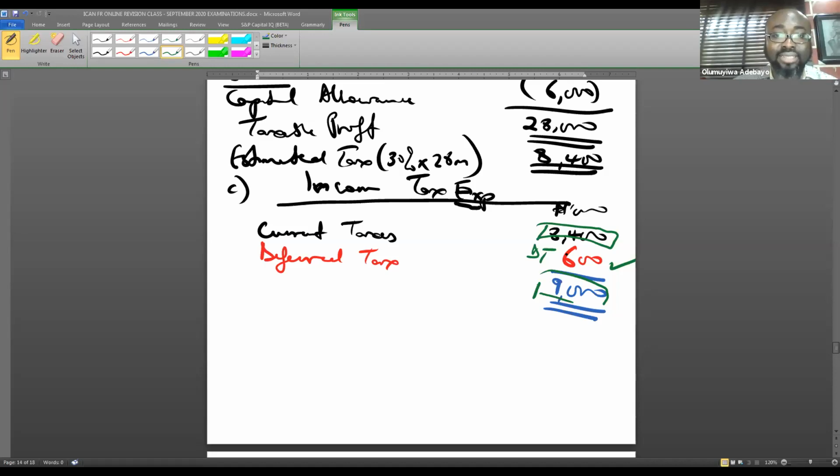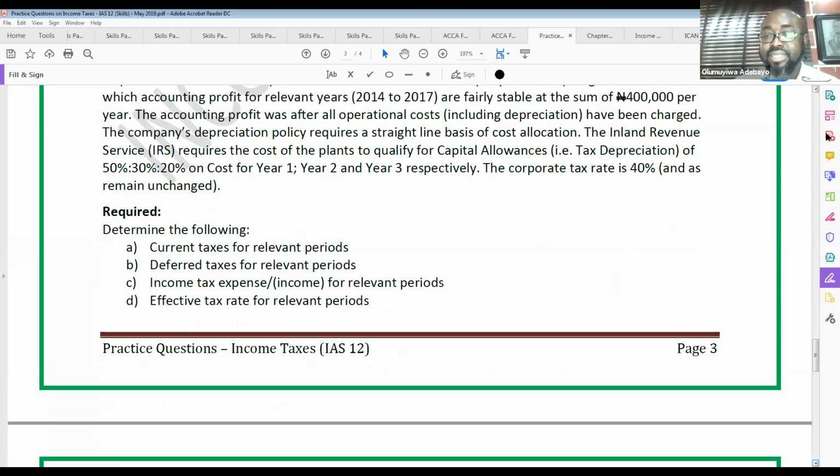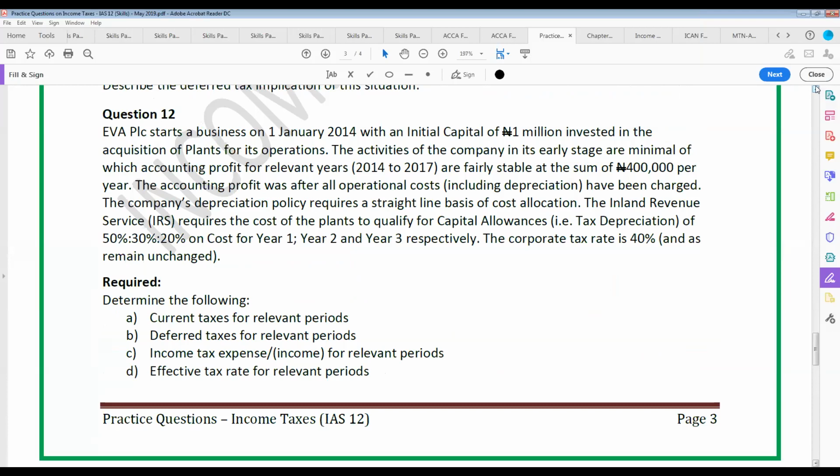Okay, now the assignment is this. I'm going to send you the material, but this is the assignment. You can snap it if you wish. Okay, we've not answered question 11, but I'll do that before I go. But this is the assignment. You can snap it if you wish.